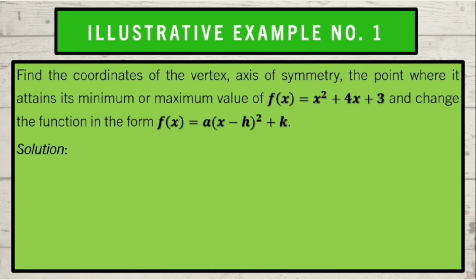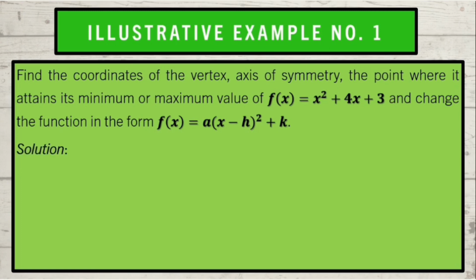Now, let's have illustrative example number 1. Are you ready to listen and learn? Then, let's have the given. The given is a function and not a graph. We're going to find the coordinates of the vertex, axis of symmetry, and the point where it attains its minimum or maximum value of f(x) = x² + 4x + 3, and change the function to the form f(x) = a(x - h)² + k.